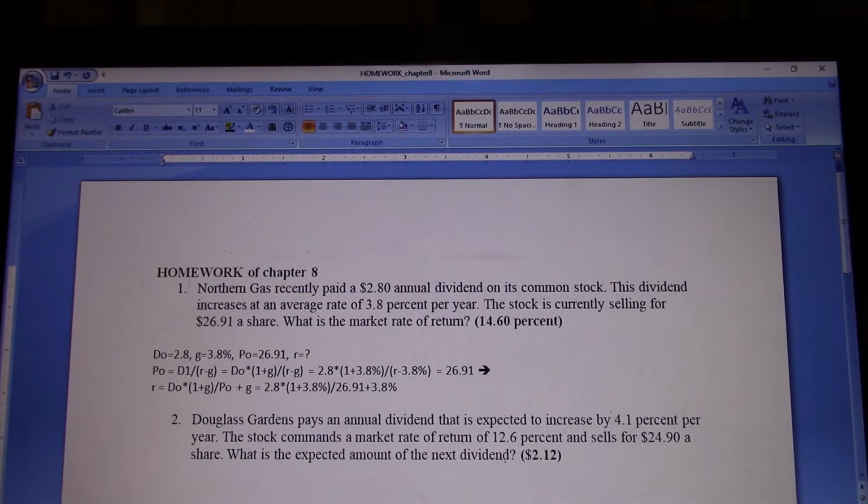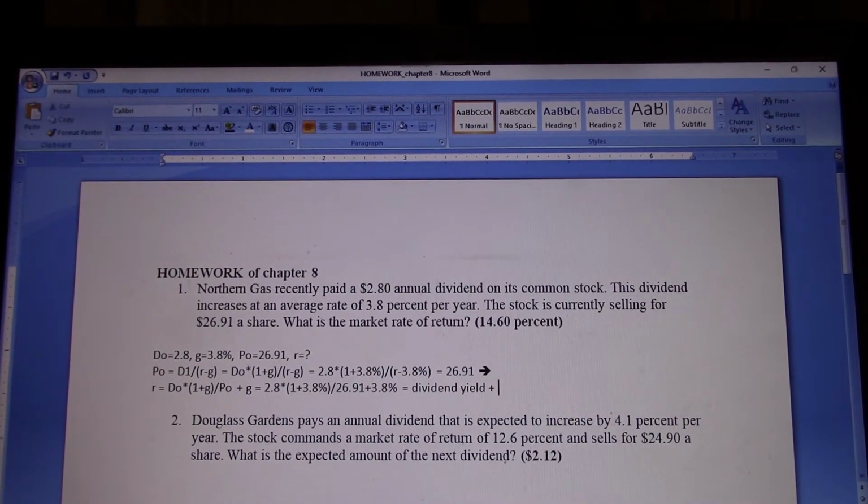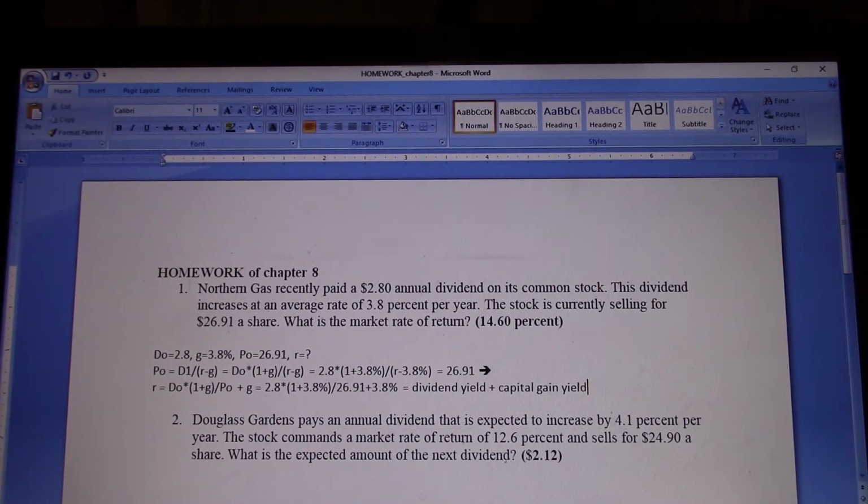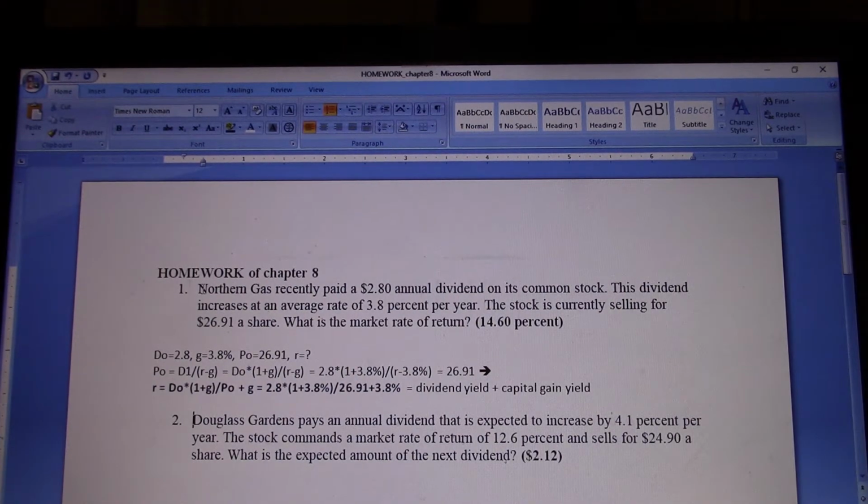We can break down the return to shareholders into the first part, called dividend yield, plus the second part, called capital gain yield. Capital gain yield is just the stock price increase, which equals G in this case. So this is our equation, and the answer to this question should be this part. We're just using one simple equation, the dividend growth model equation, and we can derive the return from that equation.